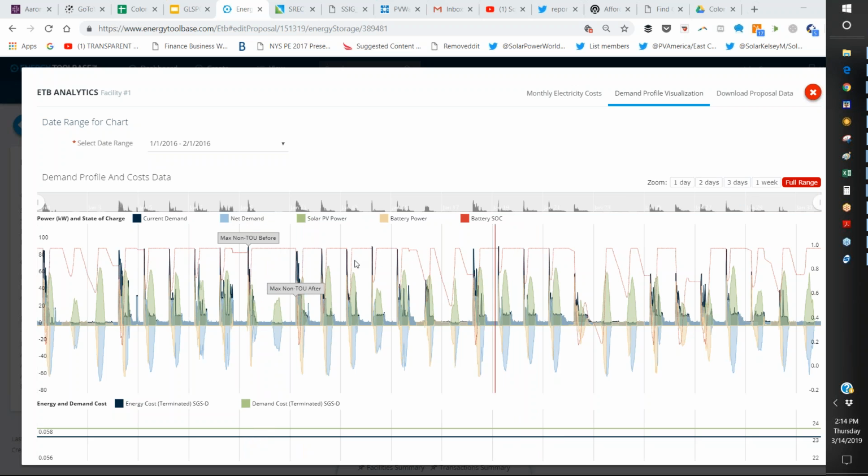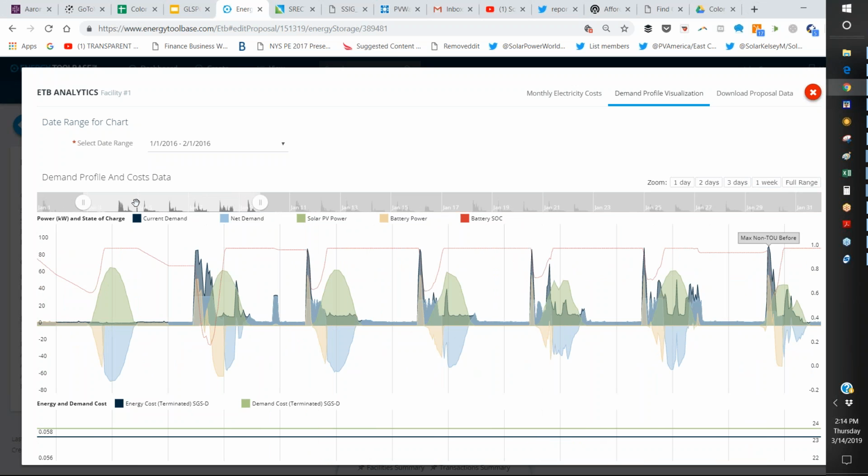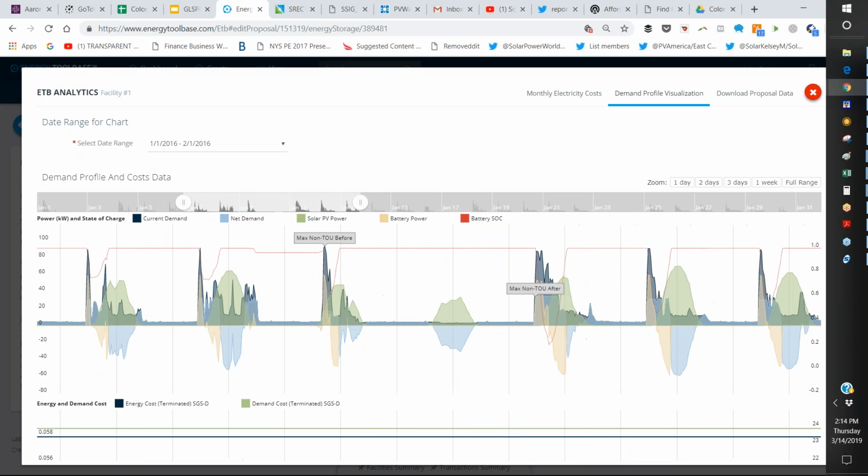And so what I'm going to do is I can see that this is the first, second, third, fourth, fifth, sixth, seventh, the 8th day of January here. So I'm going to zoom in on the whole week and then kind of go over and say, okay, here is my maximum demand after I do load leveling, and so what's going on this day.